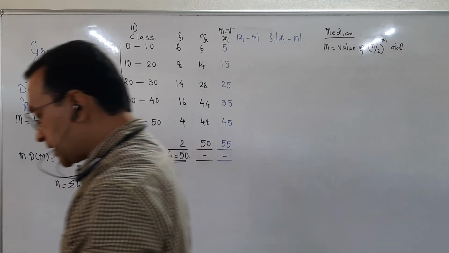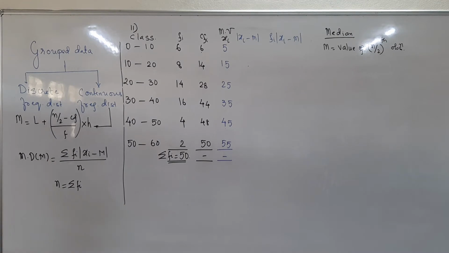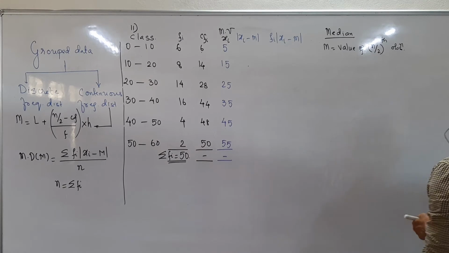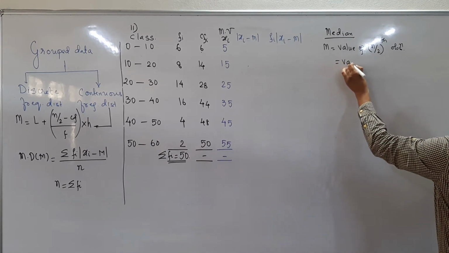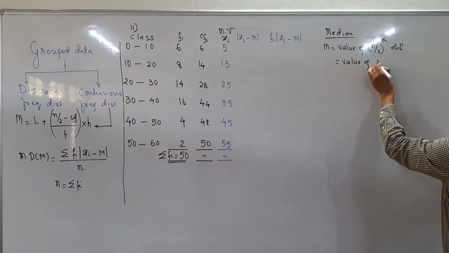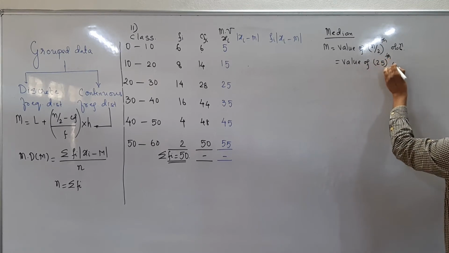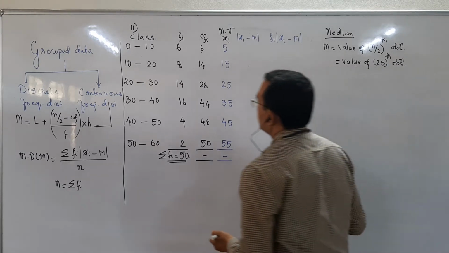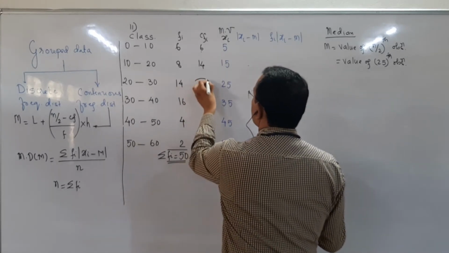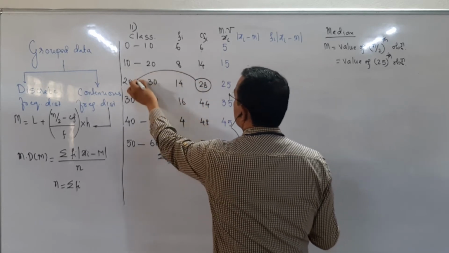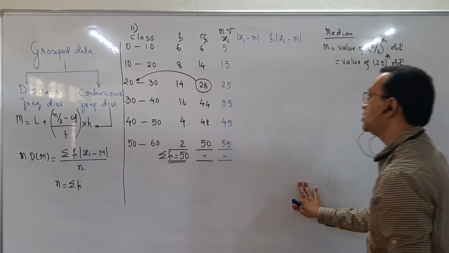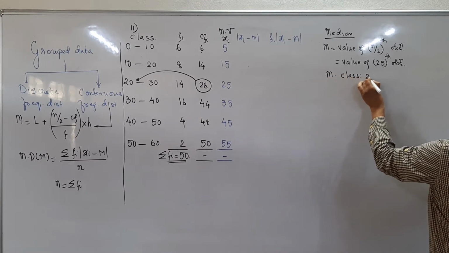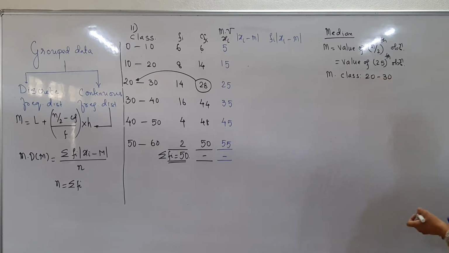Our first criteria is to locate the median class. N is 50, so 50 by 2 will be the 25th observation. CF 25 is covered in 28, and the corresponding class is 20 to 30. So the median class is 20 to 30.